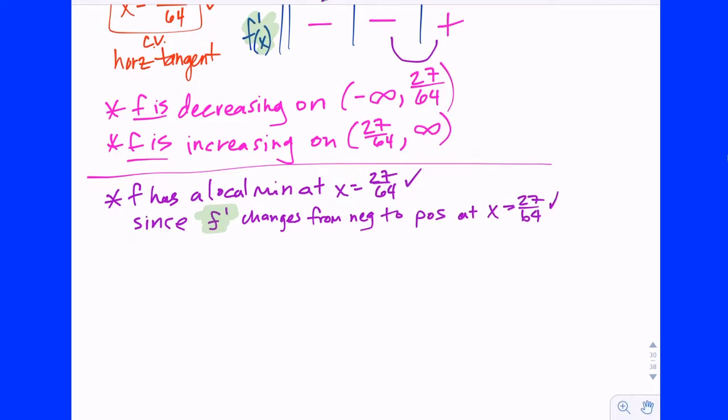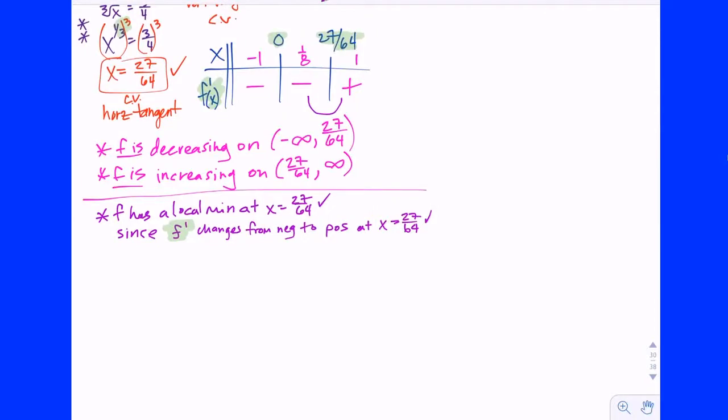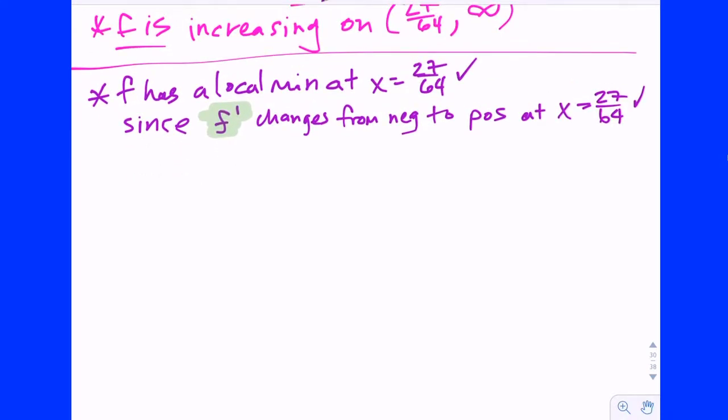Okay? So this was worth 2 checks on the test. And again, you could have had the wrong first part. F has a local max at x equals 1,000,000. Since F prime changes from positive to negative at 1,000,000, I'd be like, wow, beautiful justification for a wrong answer. 0, 1. X check. Don't give up. Now, do we have a local max or min at x equals 0? No. Let's see what that sentence would look like, because sometimes you have to discuss every critical value that you come across. So here's what that would look like.